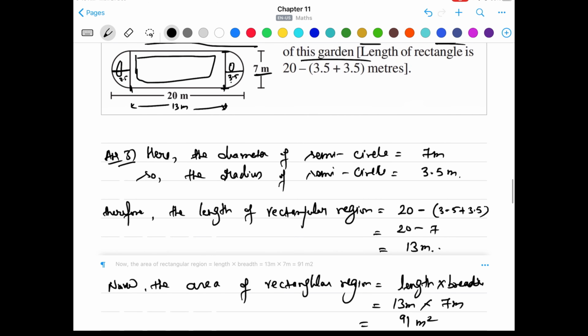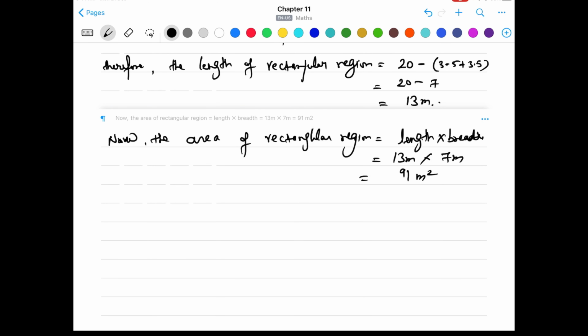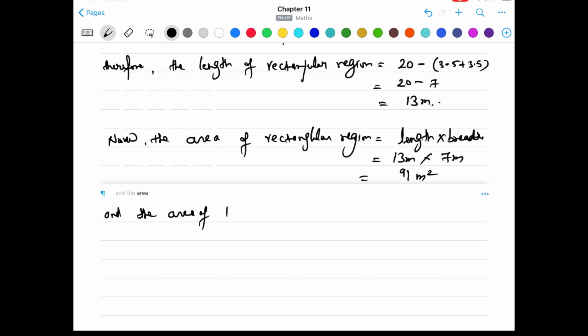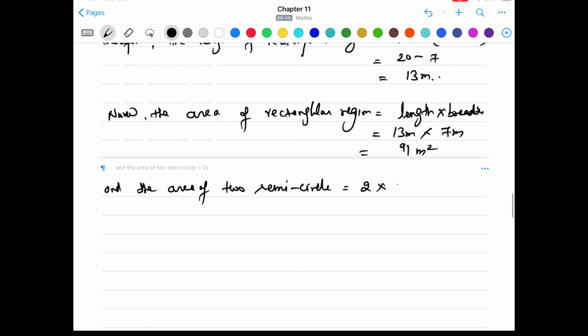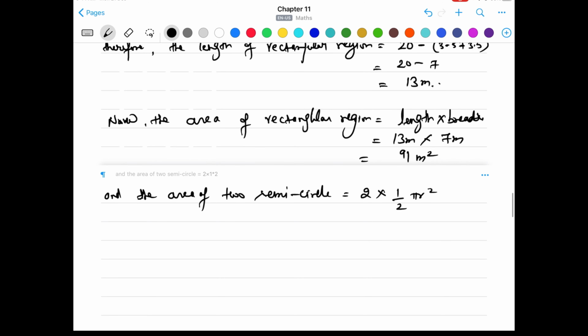Now we're going to calculate the area of the semicircular part. Since we have two semicircles, they will combine to form a complete circle. So we'll write, the area of two semicircles. The area of a circle is pi r square, so for a semicircle it will be 1 by 2 pi r square. So this 2 will be cancelled out, and what is left is only pi r square.